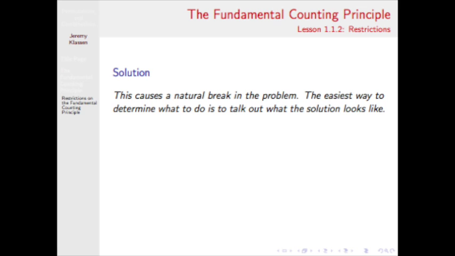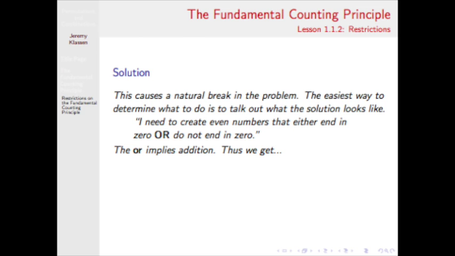This causes a natural break in the problem. And the easiest way to figure out what to do is to do what I had suggested earlier on in this chapter, and that is to talk through what your options are and listen to what you say. I need to create even numbers that either end in 0 or do not end in 0. Now the or in this case implies addition. So there are 2 scenarios here that we're going to add together.